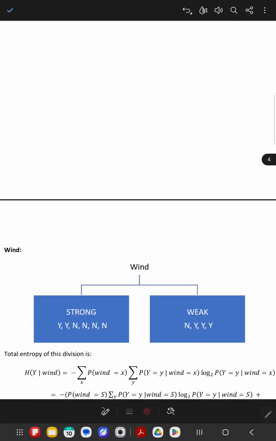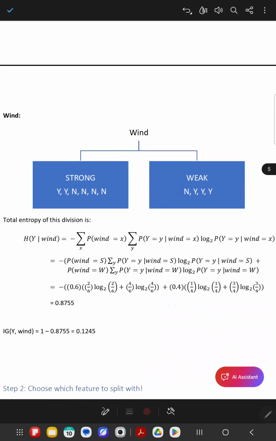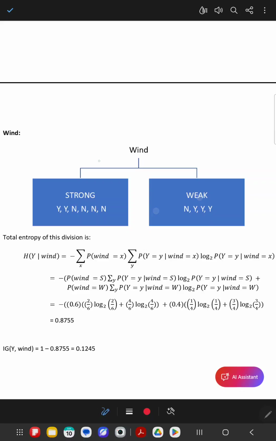Okay. Finally for wind, again if you calculate, the weights are over here. 60% of the rows have strong wind, 40% of the rows have weak wind. Those are the weights, 0.6 and 0.4. For the strong partition, 2/6 are yes, so 2/6 times log base 2 of 2/6, and 4/6 is the probability of no, so 4/6 times log base 2 of 4/6.